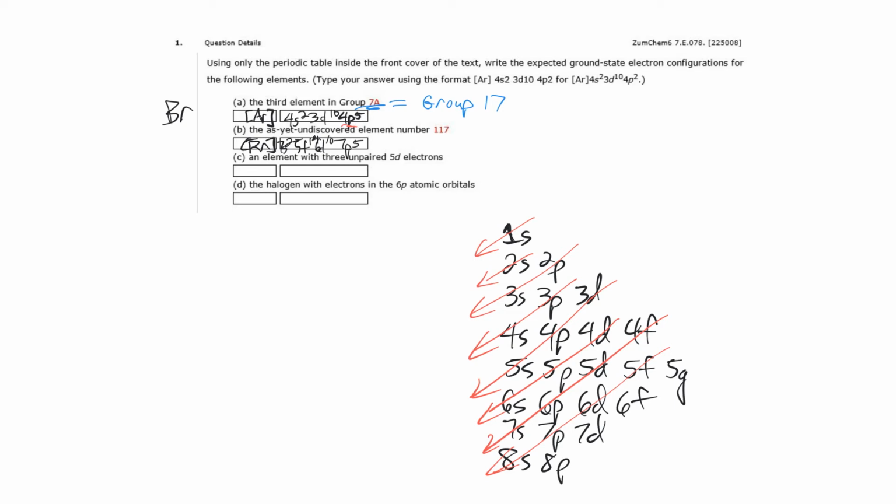Problem C is a really interesting one. They say an element with 3 unpaired 5d electrons. I'm going to draw an orbital diagram for a d sublevel. And I'm going to draw it 2 different ways. And in both ways, we'll fulfill the requirement of having 3 unpaired electrons.